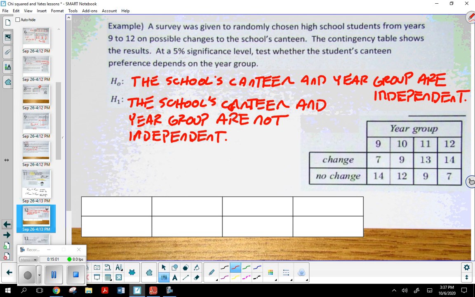Okay. All right. So let's go ahead and finish this contingency table right here. So we've got the different years, freshman, sophomore, junior, senior. So we have the year group, and then we're going to change the cafeteria, or we're not going to change the cafeteria. So let's go ahead and see if we can determine how many students total were in the survey. Let me go ahead and get rid of that hand right there. Oop, he came back.